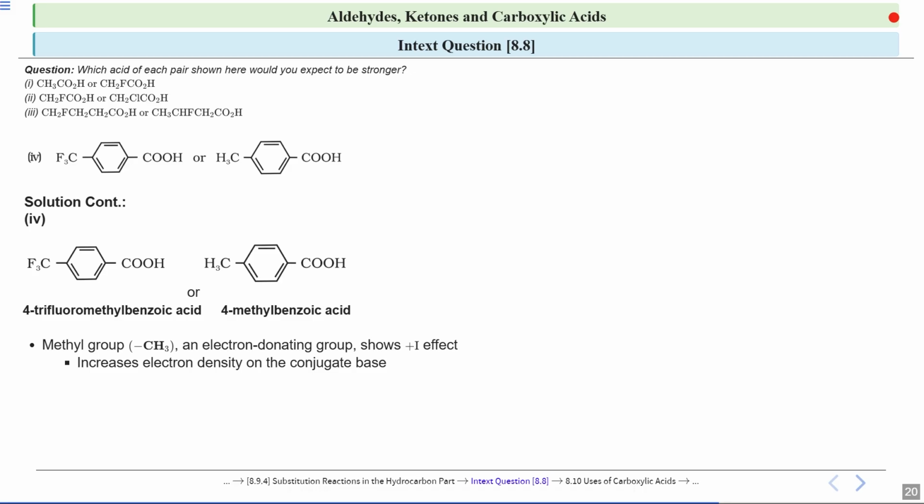Higher electron density can make a conjugate base less stable. The more stable the conjugate base, the stronger the acid, and here the conjugate base is becoming less stable. So by increasing the electron density, the methyl group actually destabilizes the conjugate base. This means that the acid becomes weaker since it's less willing to give up its proton. So we can say that an electron donating group decreases the acidic strength by making the conjugate base less stable.